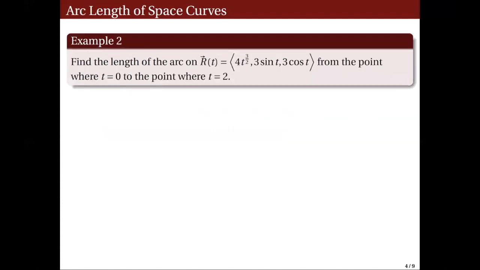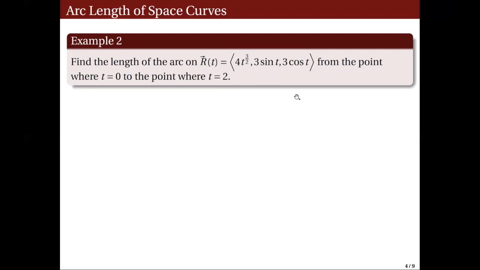Let us consider another example. The curve is defined by the vector function r of t with the following components. Compute the length of the arc on this curve from the point where t is equal to 0 to the point where t is equal to 2. So again here, we have to verify that the two conditions are satisfied. First condition, again, is satisfied. It is traversed exactly once from t equal to 0 to t equal to 2. That is because this is 1 to 1.